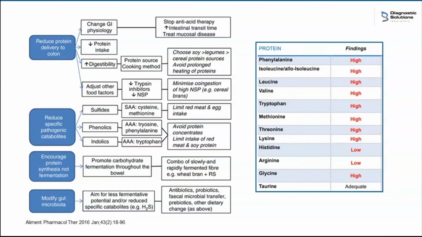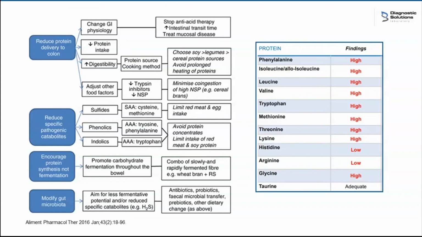Is there a change in GI physiology? Don't stay on antacid therapy. It can make the stomach more alkaline, obviously, but so can aging, so you're going to see that more in older adults. There may be an increase in intestinal transit time. Somebody that has diarrhea may have a problem, and they may also have more mucosal disease. For a lot of people, just decreasing total protein intake can decrease the percentage that goes to the distal colon. Increasing digestibility can also help. That can be protein source, so some are better digested than others, as well as cooking method.